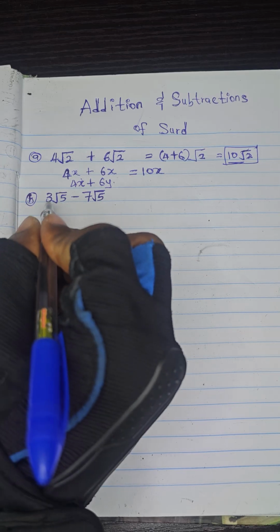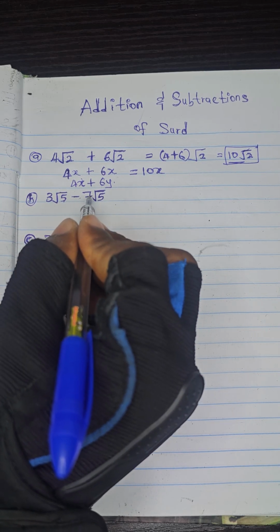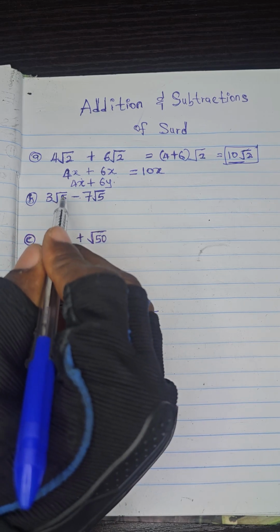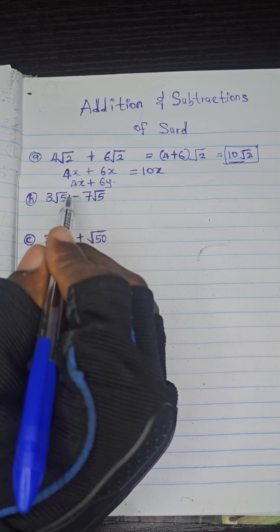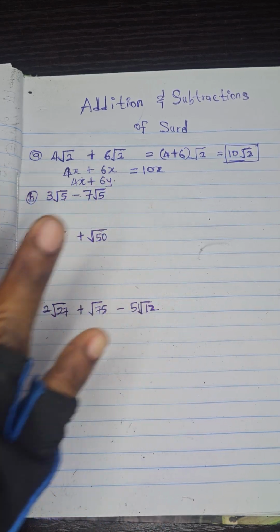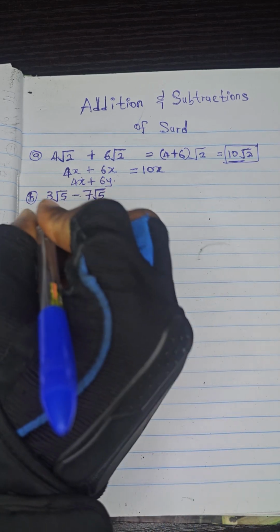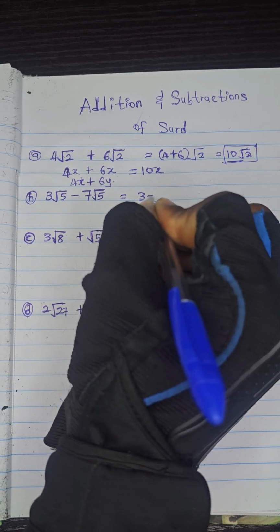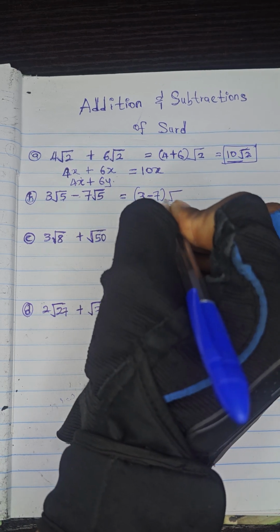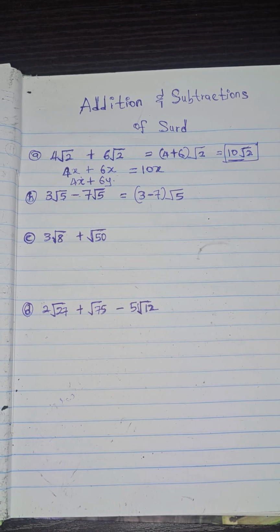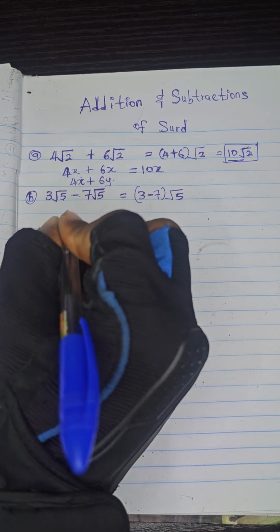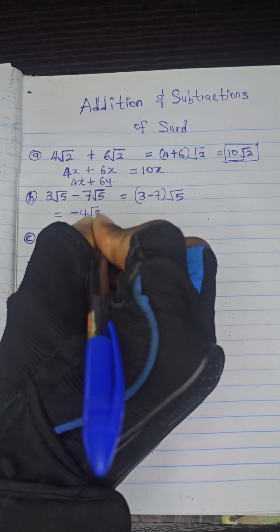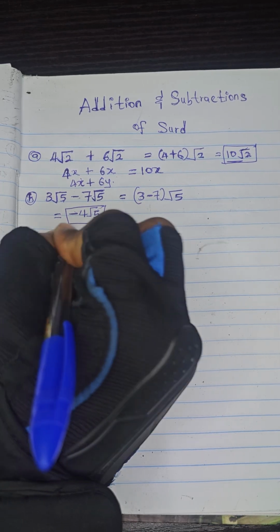So in the second one, we have 3 root 5 minus 7 root 5. As you can see, this is already simplified. So there's nothing we have to do, and both of them have the same root. So all we need to do is solve the question. We have 3 minus 7 root 5. Now 3 minus 7 will give you minus 4. So the answer is equal to minus 4 root 5. So this is our answer.